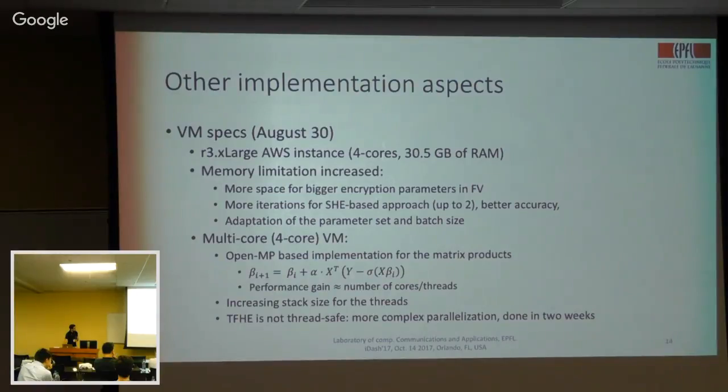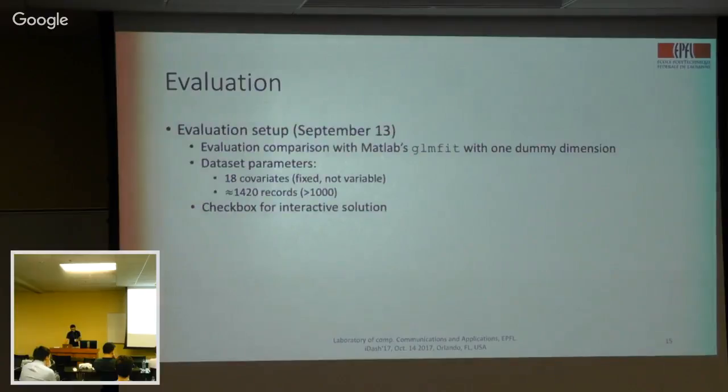in the processor. The problem that we have is with the fully homomorphic encryption solution, this TFHE library is not quite thread-safe. So it was a bit more complex to get it parallelized. And it would benefit a lot from having 4 cores available.